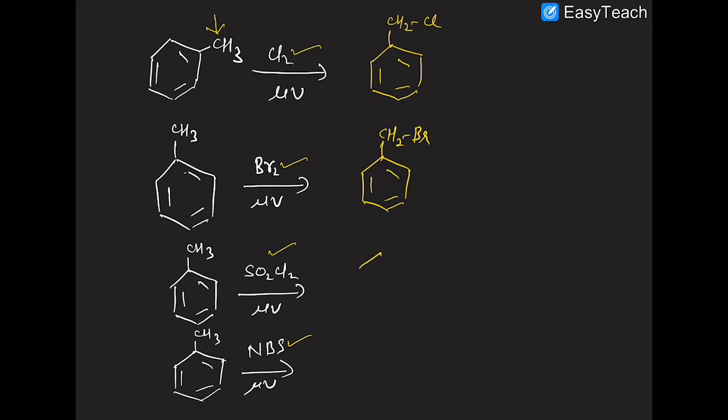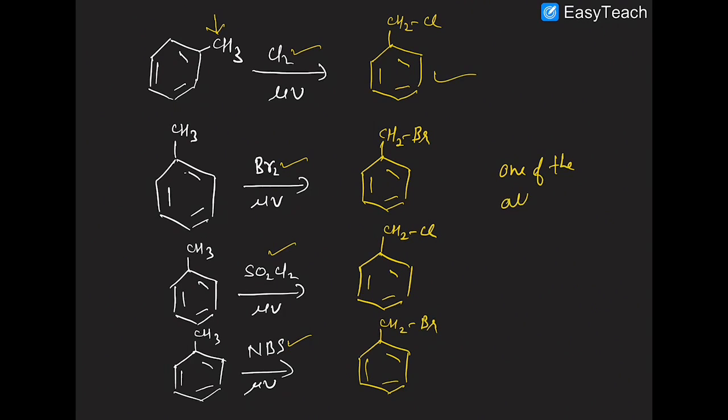Here what you will get? Same product like that. So you have again benzyl chloride as the product. NBS, what you will have, so these are the various products you are able to get. Okay, in all these reactions, one of the allylic hydrogens is replaced. So this is a free radical substitution reaction, that is very very important. Now we will see how it actually happens.